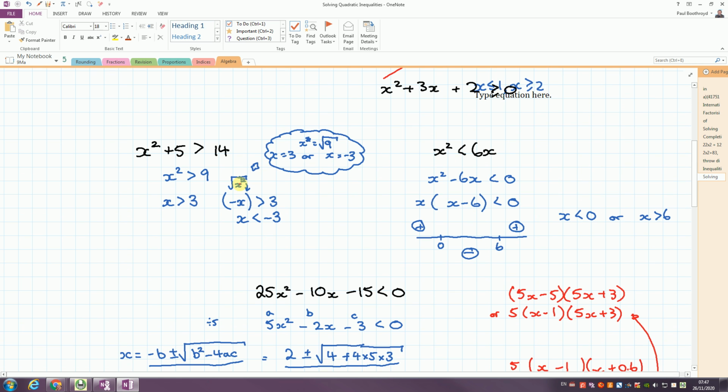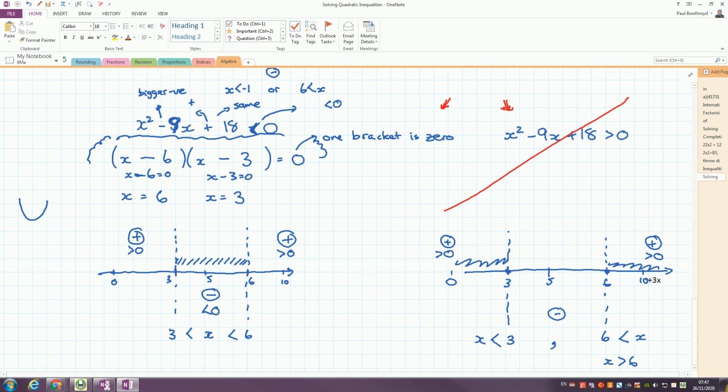So if I paste this one in, why does it jump back up there? I don't know.